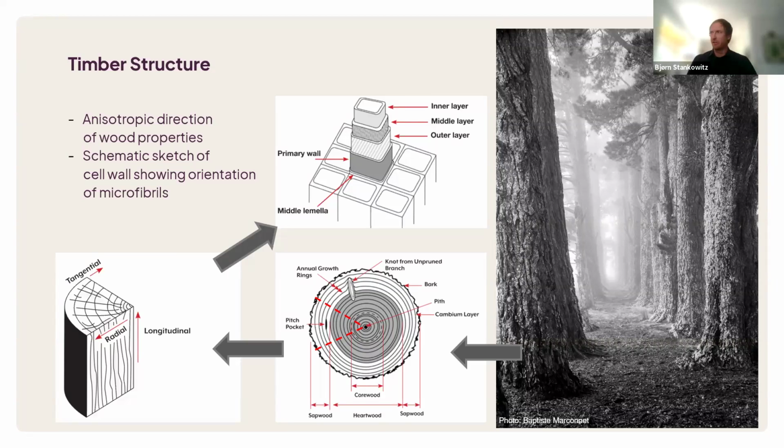We've got obviously the forest where our timber grows. Then the important point for us is we get the cutouts and the sections that we get out of the timber. We've got several directions. We've got radial, tangential, and longitudinal. And then the timber itself consists of a very complex cellular structure in fibers. And that is the particular reason timber behaves the way it behaves when it comes to moisture.